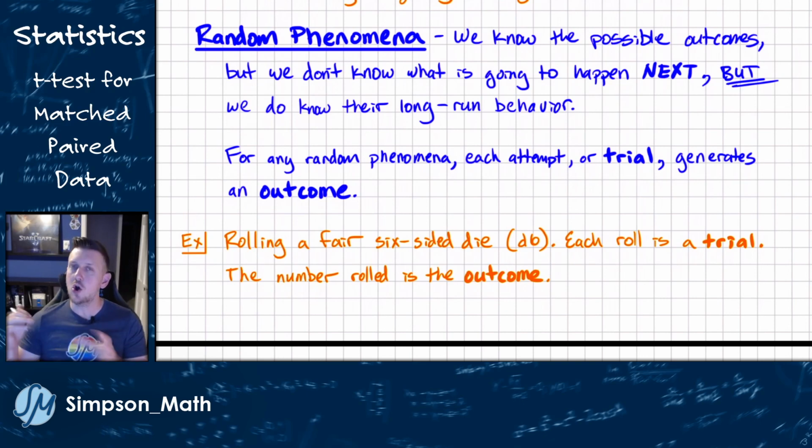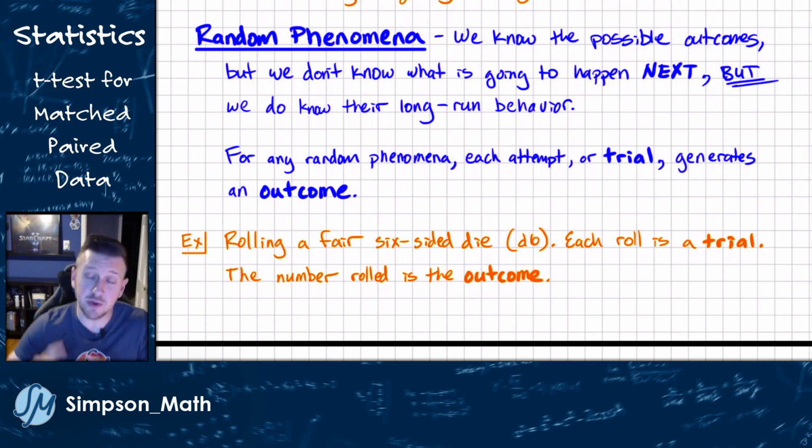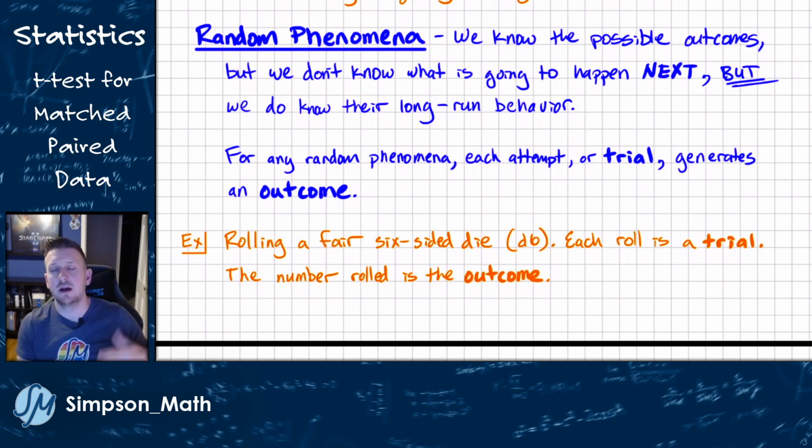So when we're talking about probability, we're thinking about random phenomenon. With random phenomenon, we don't know what's going to happen next. We know what the possible outcomes are, but we do know what it approaches in the long run. So that's the main idea: I don't know what's going to happen next. When I'm flipping a coin, I'm either going to get a head or a tail. I don't know which it's going to be, but I do know that in the long run, I have a 50% chance of getting a head or a 50% chance of getting a tail.